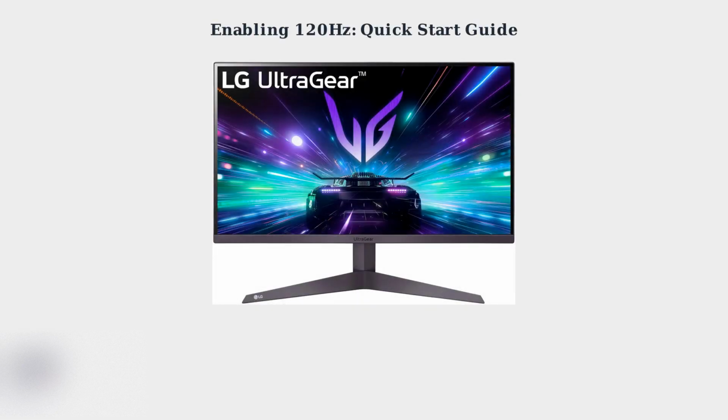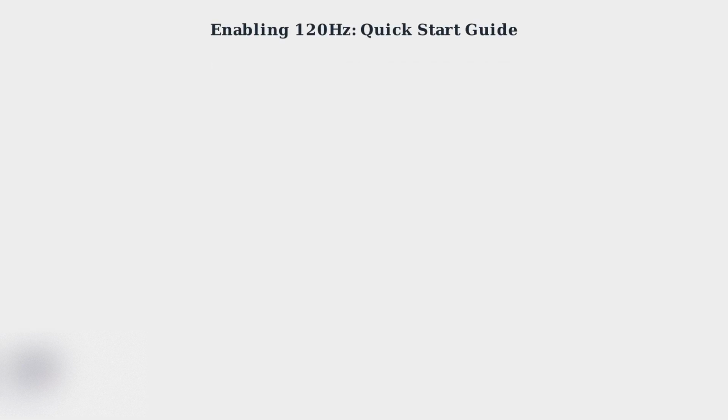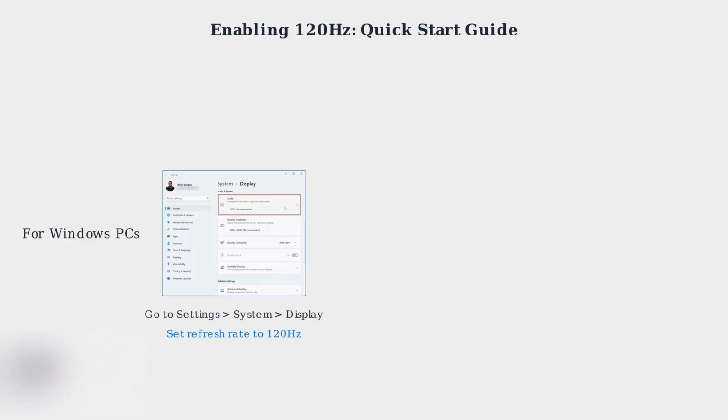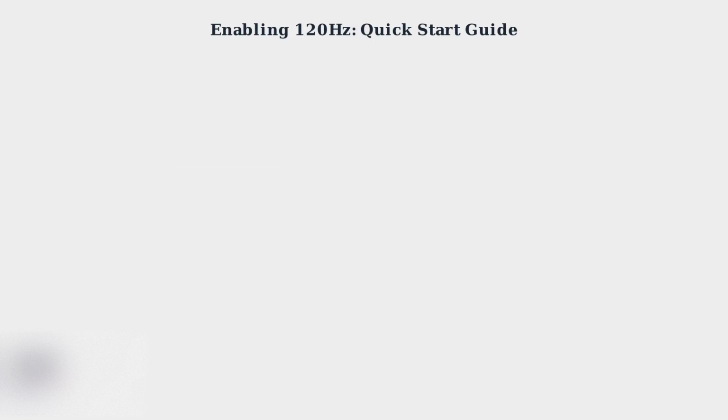Want smoother gameplay on your LG UltraGear monitor? This guide shows how to enable 120 Hz on Windows and consoles. For Windows PCs, go to Settings, then System, Display, and set the refresh rate to 120 Hz.